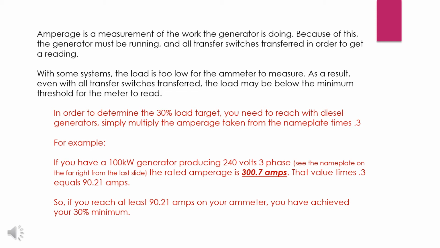In order to determine the 30% load target that you need to reach with diesel generators, simply multiply the amperage taken from the nameplate times 0.3. For example, if you have a 100 kW generator producing 240 volts three-phase, the rating amperage is 300.7 amps. That value times 0.3 equals 90.21 amps. So if you reach at least 90.21 amps on your ammeter, you have achieved your 30% minimum.